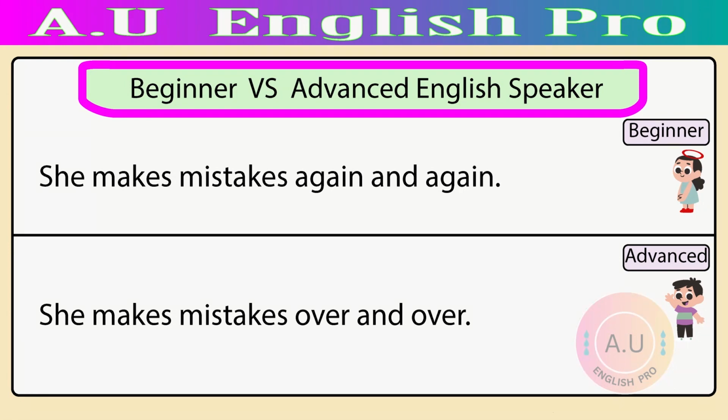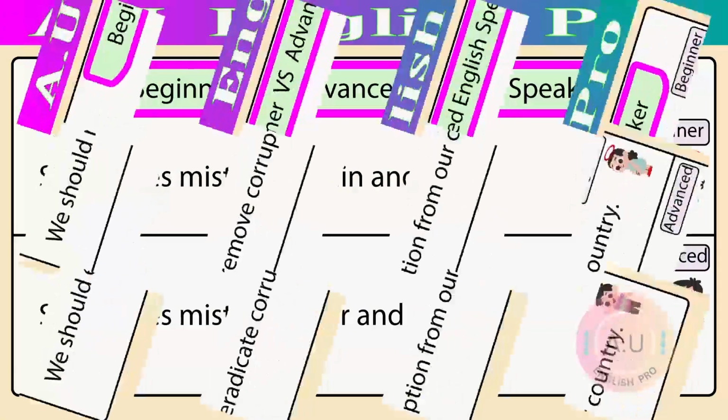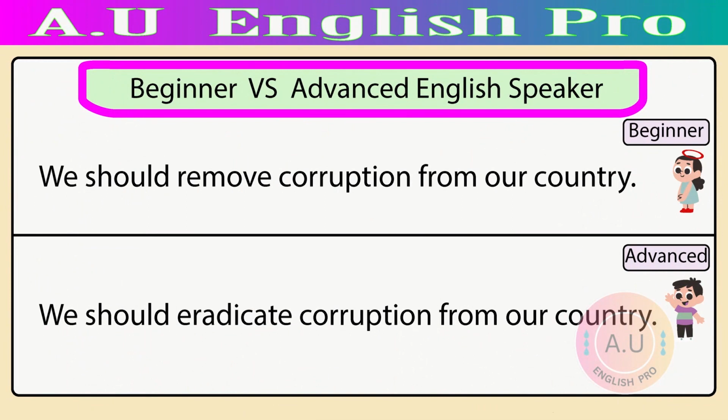Friends, our next sentence is, she makes mistakes again and again. So if you want to sound like a native speaker, so you can say, she makes mistakes over and over. Friends, our next sentence is, we should remove corruption from our country. If you want to sound like an advanced English speaker, you also can say, we should eradicate corruption from our country.